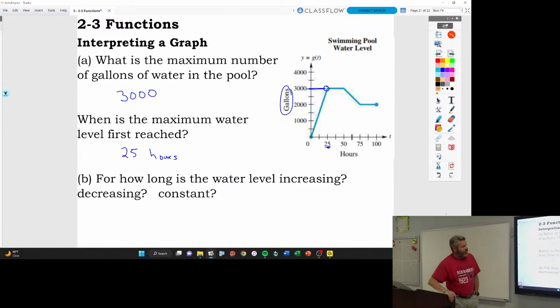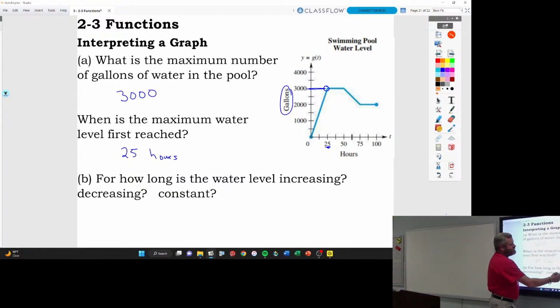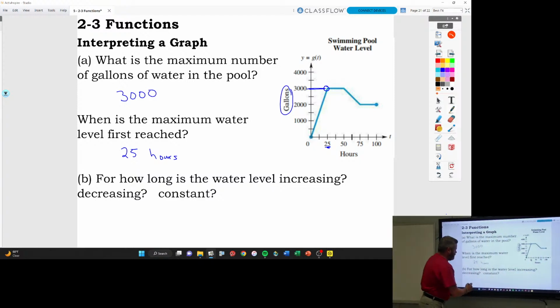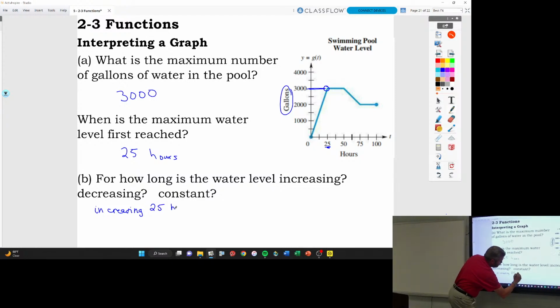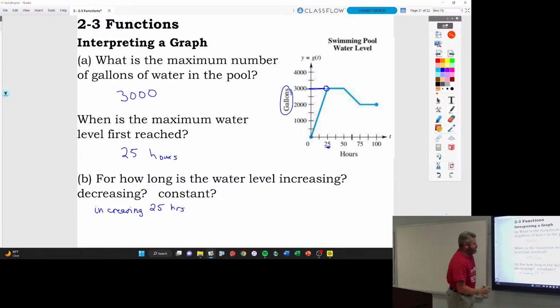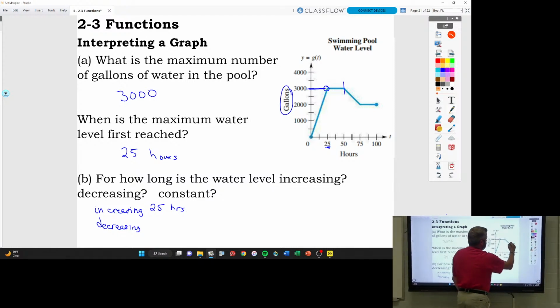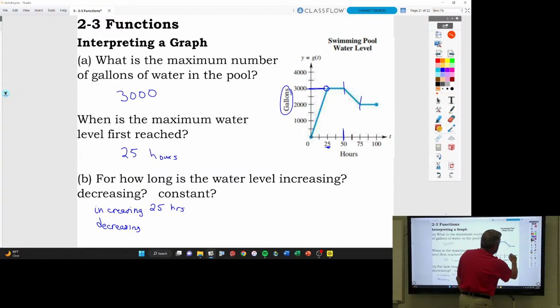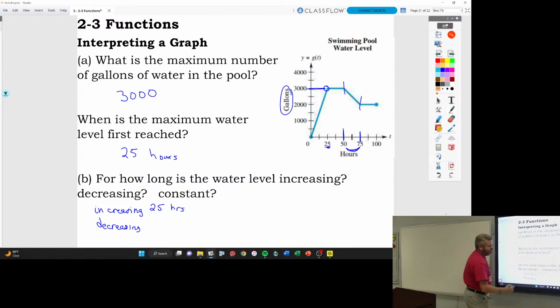Part B. For how long is the water level increasing, decreasing, and constant? Okay, so increasing. There's only one section of the graph when it's increasing. And so the increasing is 25 hours. Decreasing. Well, the decreasing section happens from here to here. So the decreasing goes from 50 to 75. Well, that right there, from 50 to 75, that's 25 hours.